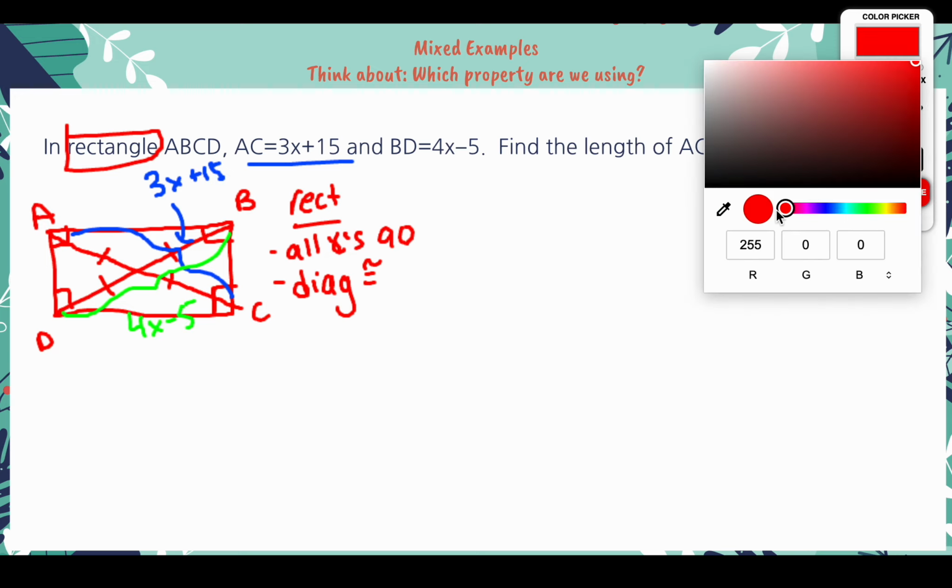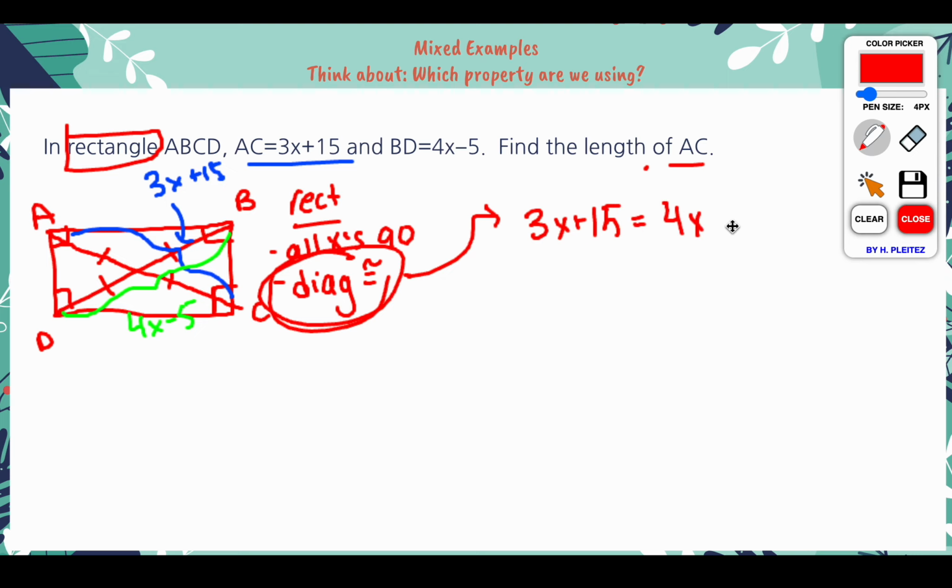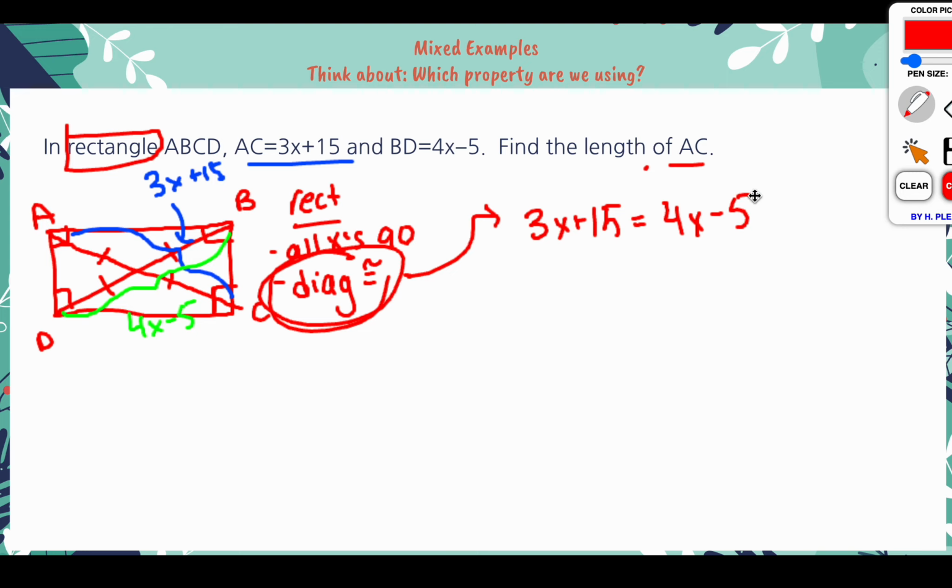So I know first we need to solve for x, and in order to solve for x, they give us the value of both diagonals, and we know those diagonals are congruent, right? So we can say 3x plus 15, which is the value of AC, is going to be equal to 4x minus 5, which is the value of BD. And then we can do some algebra here. If we add 5 on both sides, we'll get 3x plus 20 equals 4x. And then we can subtract 3x, and we get 20 equals x.